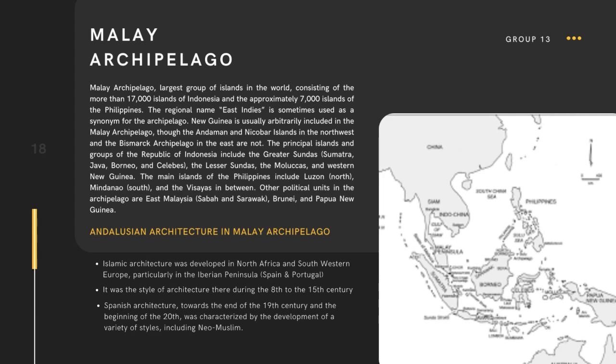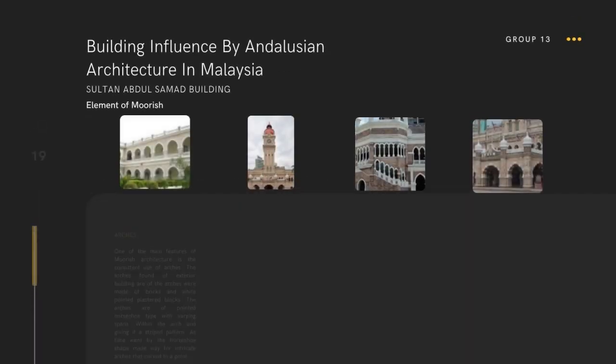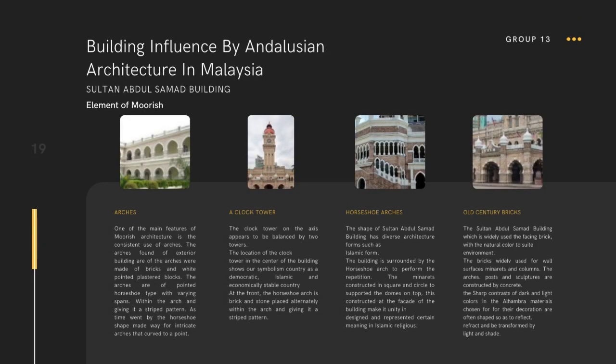On the next slide, I'm going to show you the building influenced by Andalusian architecture in Malaysia, the Sultan Abdul Samad building. And I'm going to talk about the Moorish elements of the building. The first is the arches.